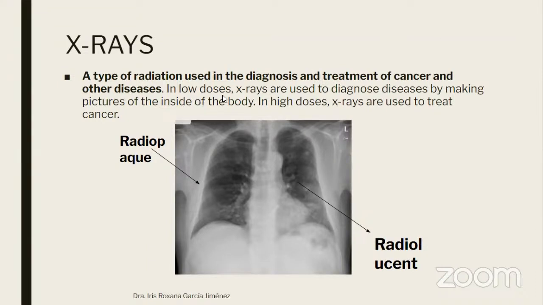In low doses, X-rays are used to diagnose diseases by making pictures of the inside of the body like this. In high doses, X-rays are used to treat cancer or different situations. The white part is radiopaque, the black part radiolucent.